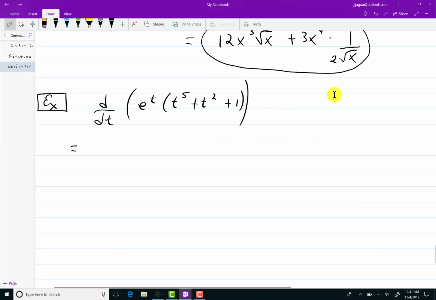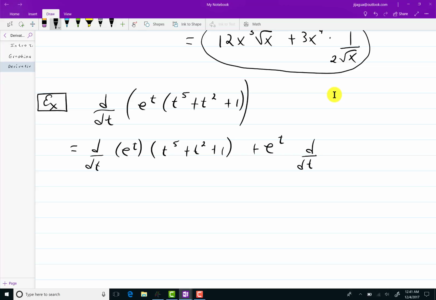So according to this, it's the derivative of e to the t, but you leave the second piece alone, t to the 5th plus t squared plus 1, plus, this time you leave the e to the t alone, and you take the derivative of t to the 5th plus t squared plus 1. The derivative of e to the t is the best one of all because it's just itself, e to the t, and it was attached to t to the 5th plus t squared plus 1, plus e to the t.